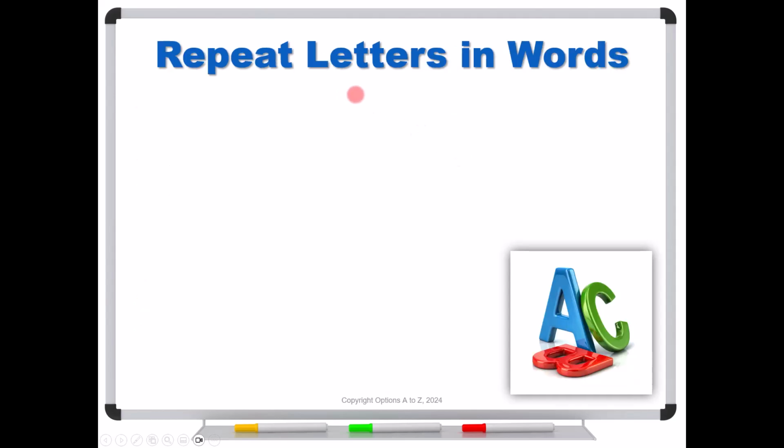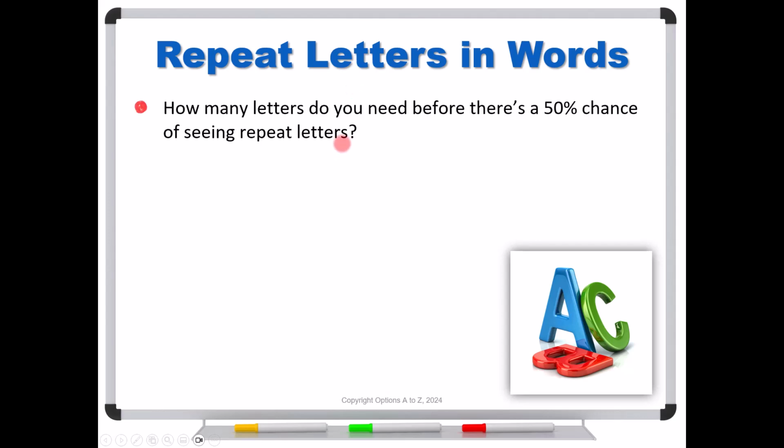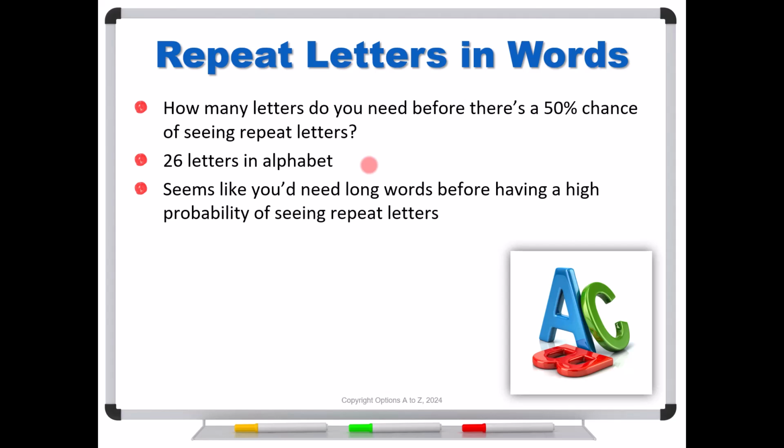Let's look at repeat letters in words. So how many letters do you need in a word before there's a 50% chance of seeing repeat letters? Now there's 26 letters in the alphabet, so it seems like you'd need long words before having a high probability of seeing repeat letters. So just for this model, we're going to assume that a word isn't necessarily a word you would find in the dictionary. It's just a set of letters.